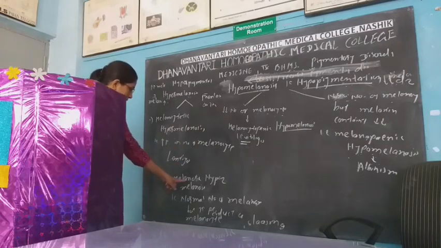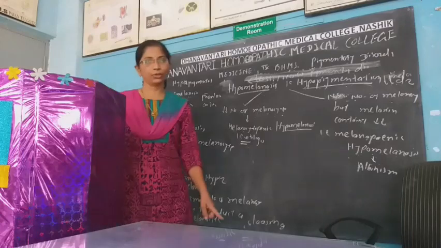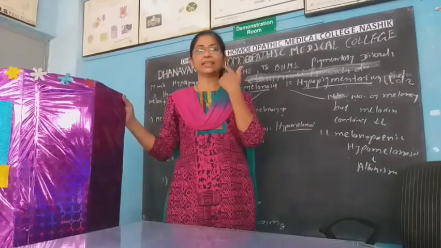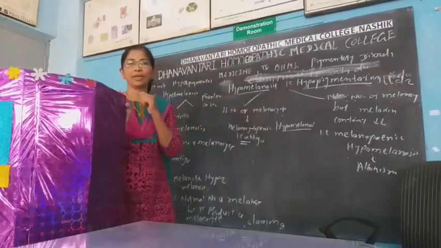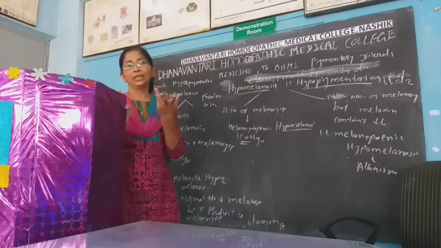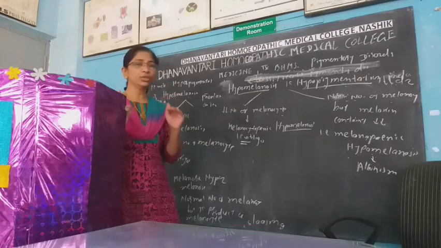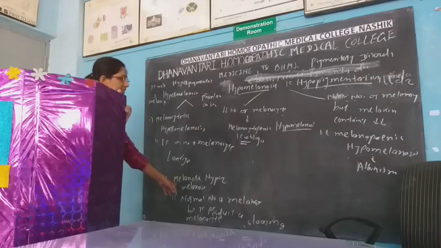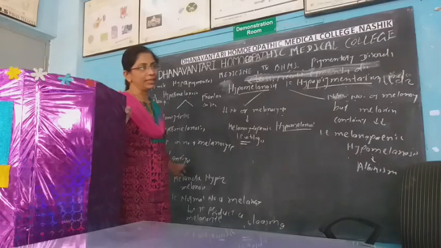Example of the second type, melanotic hypermelanosis, is chloasma. Chloasma means patchy discoloration on the face, mostly seen in females at menopausal age or during pregnancy. This is due to hormonal imbalance. This is the example of the second type. In the first type, it is lentigo.